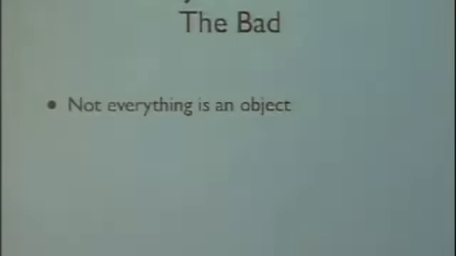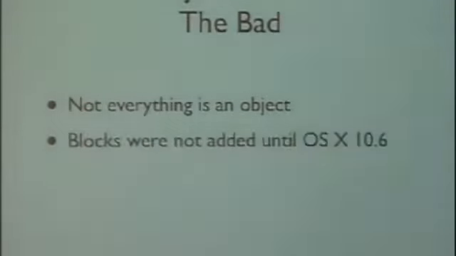The bad stuff about Objective-C, not everything's an object. This means you're still dealing with integers and floats and pointers and structs. Some of the foundation stuff in Cocoa are structs. You have rectangles and points, and all of these things are structs, and they're not objects. And annoying.